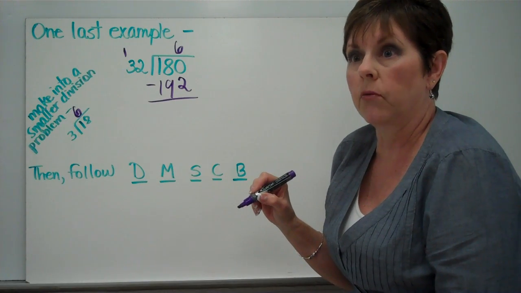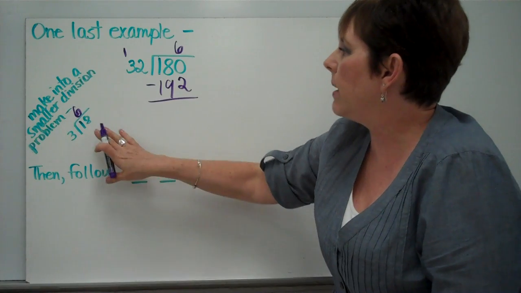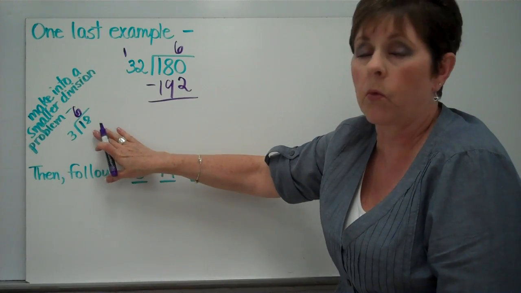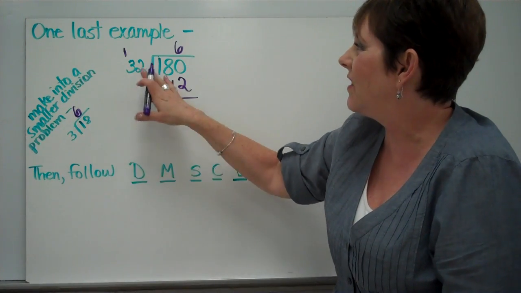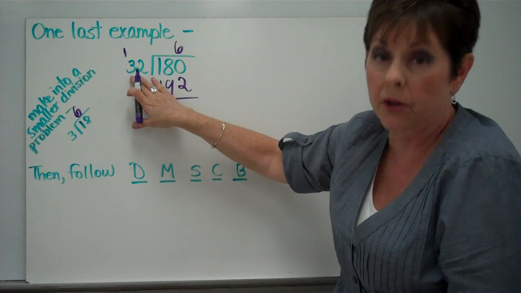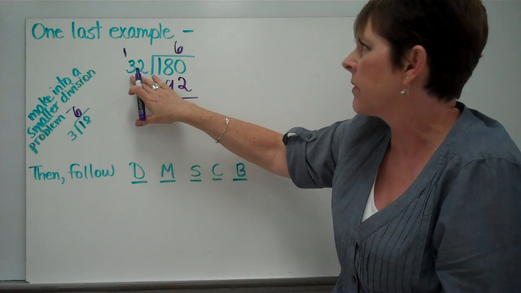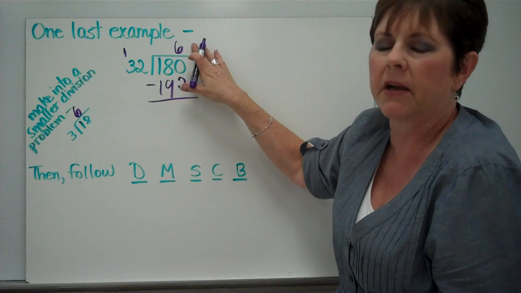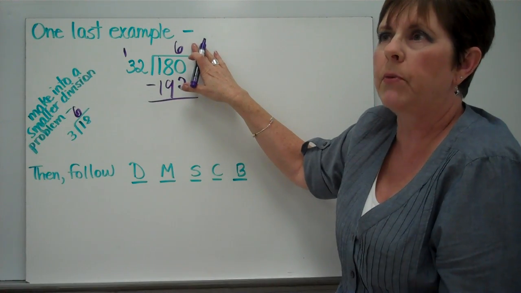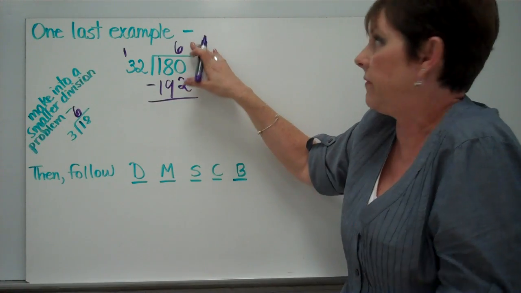And you're probably thinking, oh no, what do you do? Well, when we made our smaller division problem, it worked out fine. But this is not really 30. It's 32. It's a little bit bigger. So 6 may be too big of a number to put here. Maybe we should drop it back to 5.